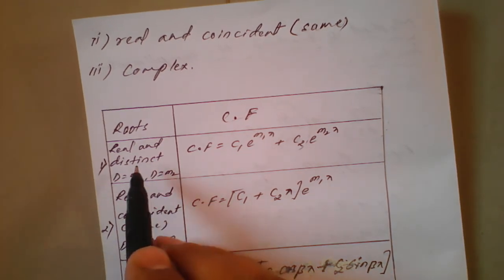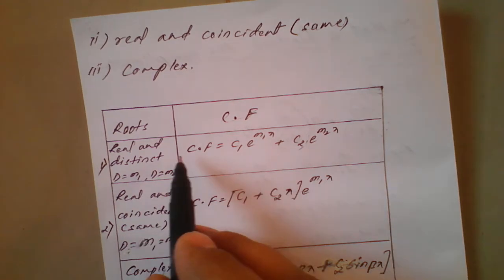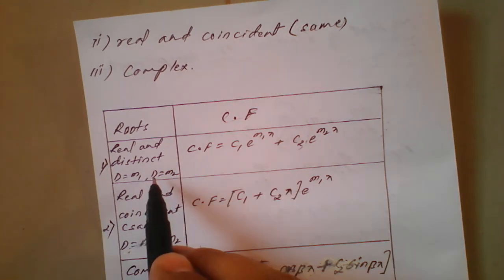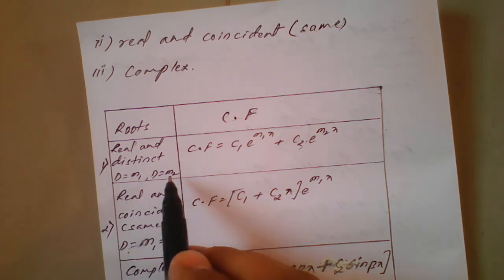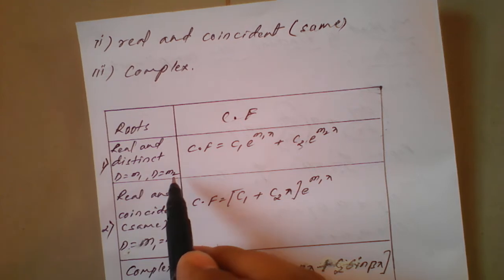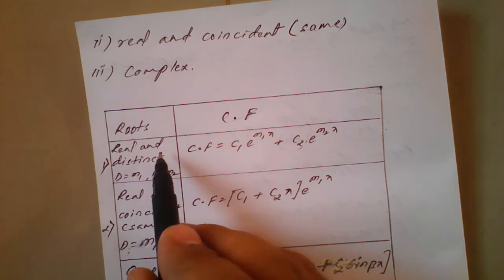So how to write the CF for real and distinct roots? I will take one example and explain. If roots are real and distinct, meaning not the same, for example 2 and 3, or -1 and -2, such roots are called real and distinct.